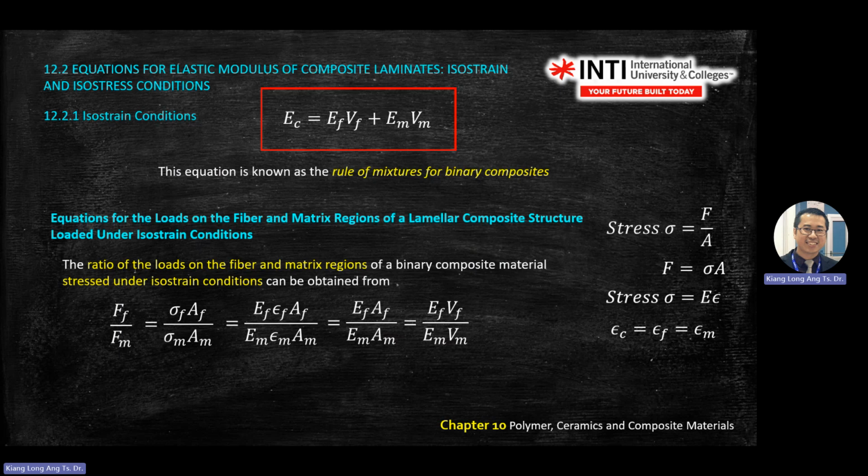Okay, and because in isostrain we assume that the length is the same, the length that you cut out for analysis is the same, so you can expand the area into volume. So sometimes if the question does not give you the area, you can solve in the volume. Yeah, so this one, the top one and the bottom one, are important equations for the isostrain condition.